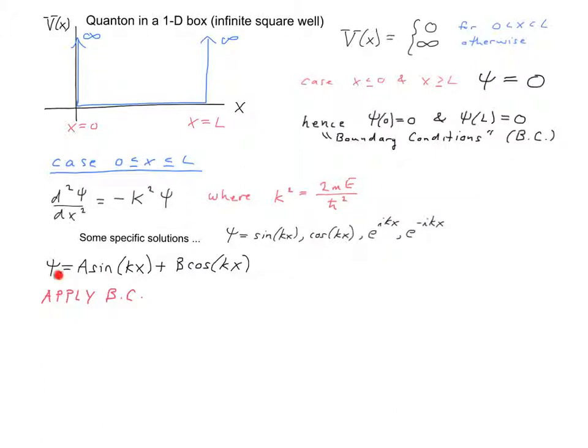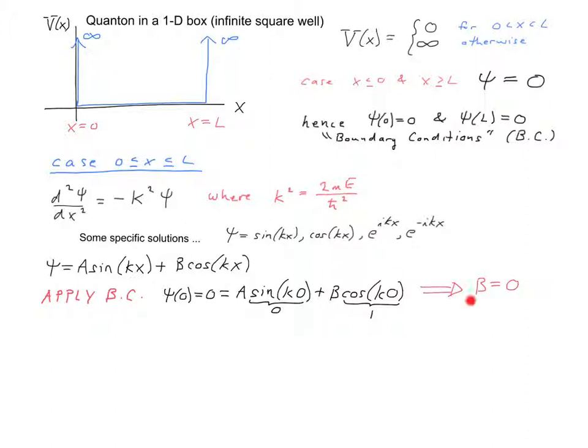So now that we have a general solution, we need to apply our boundary conditions. We'll apply this boundary condition first. The spatial part of the wave function at x equals 0 is equal to 0. Applying the first boundary condition, we get that 0 equals a times 0 plus b times 1. That means the only way to solve that is that b is equal to 0.